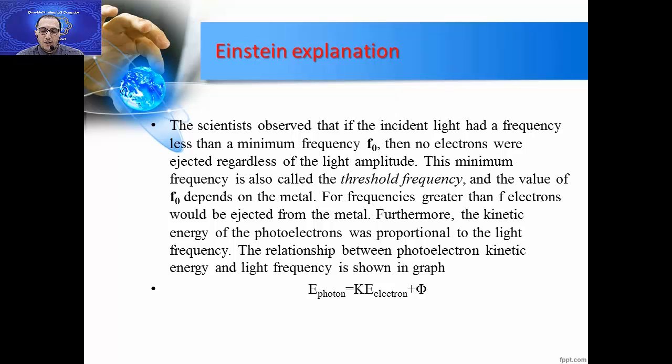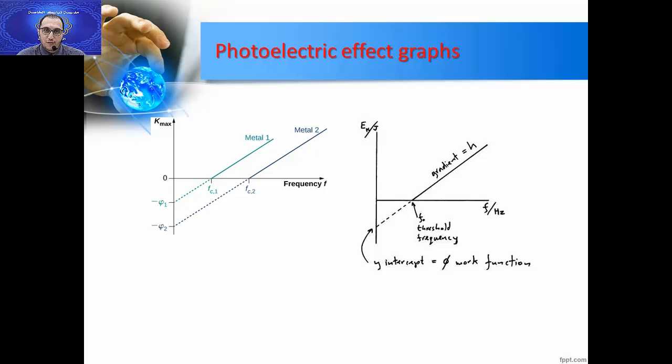So Einstein put this relation in an equation: E of photon equals Ke of electrons plus phi. What's phi? Phi is the work function. What's the work function? We can define it, because in the final exam maybe you will be asked to define work function. Work function phi is the smallest energy needed to eject the electrons from the metal.